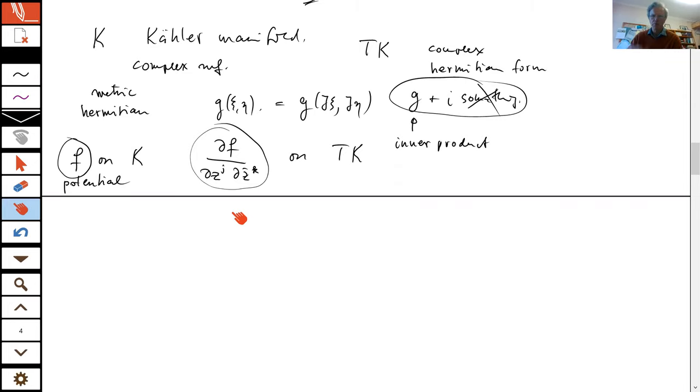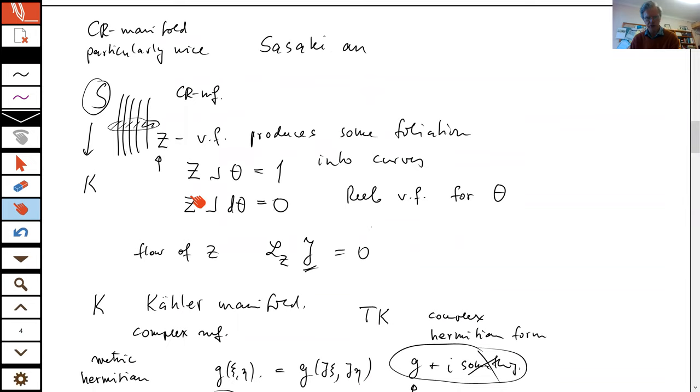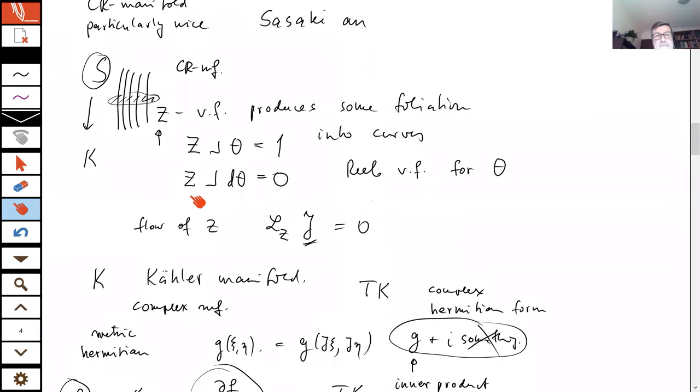Good. Before you go to the examples, I have a general question about what you've said so far. So you're starting with a Sasakian manifold S. Yes. And you're postulating the existence of a surface that you're calling K, which admits a natural Kähler structure. Yes. Is that surface canonically defined with respect to the theta and the Z that you've initiated here? Is this purely locally defined?